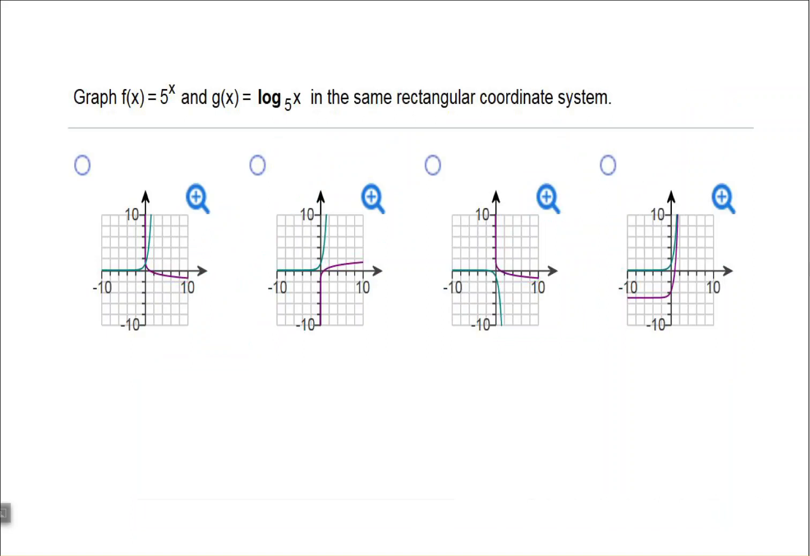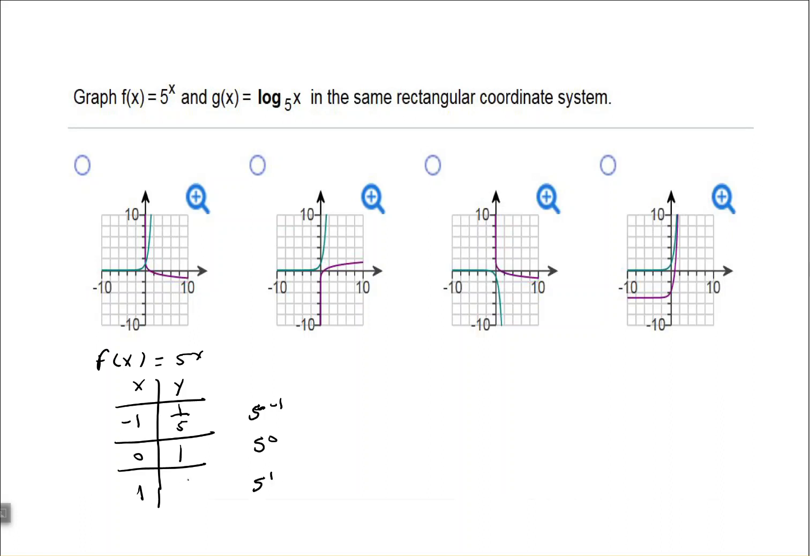Okay, so let's look at this problem here. It says to graph f of x equals 5 to the power of x and g of x equals log base 5 of x in the same rectangular coordinate system. So if I make a table for f of x and plug some values in for x, negative 1, 0, and 1, then 5 to the power of negative 1, using our reciprocal rule, is 1/5. 5 to the power of 0, anything raised to the power of 0, is 1. And 5 to the first power is 5.